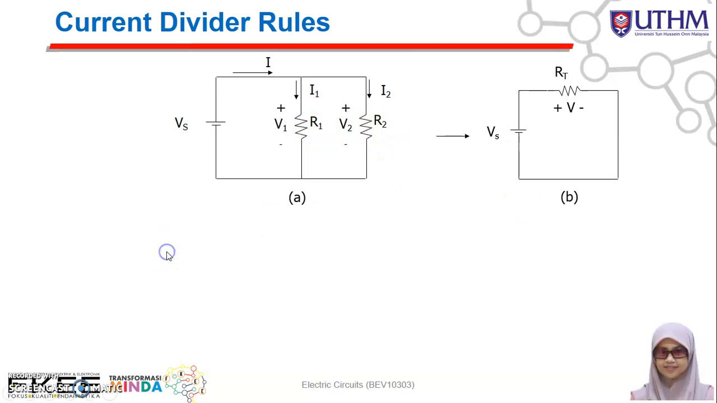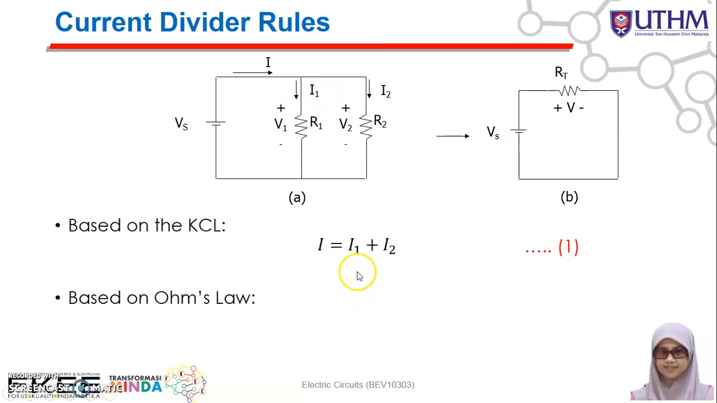Next, based on the KCL, you know that the total current entering the node is equal to the current going out from the node. So you have I is equal to I1 plus I2. And then when applying Ohm's law, you know that I1 is equal to V1 over R1 and I2 is equal to V2 over R2. This is considered as your equation number 2.